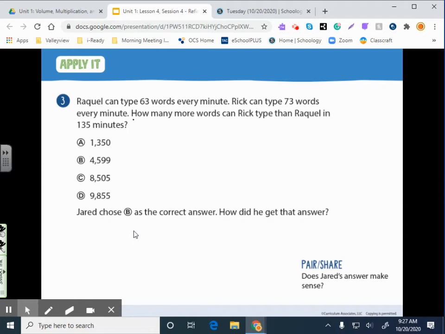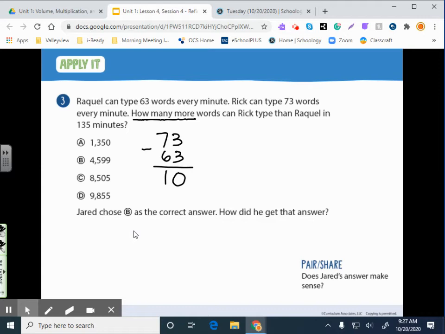So this phrase, underline that, how many more? That means you're going to subtract something. So let's do that. Let's do 73 minus 63. And that's something we can handle. 3 minus 3 is 0, 7 minus 6 is 1. So it gives us 10. So Rick can type 10 more words per minute than Raquel.